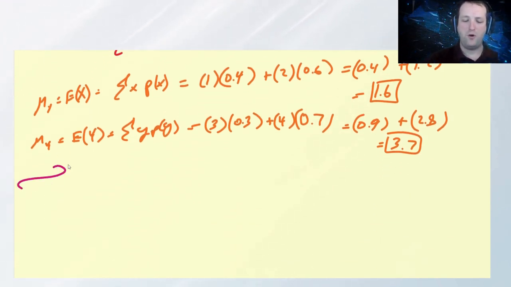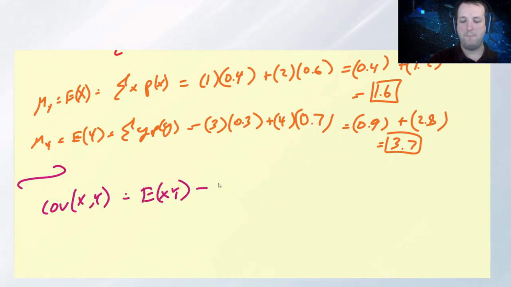So let's calculate the covariance here. The covariance between x and y, remember, is the product first moment minus the product of the individual first moments, E[x] and E[y].